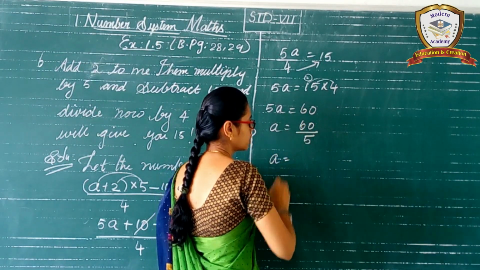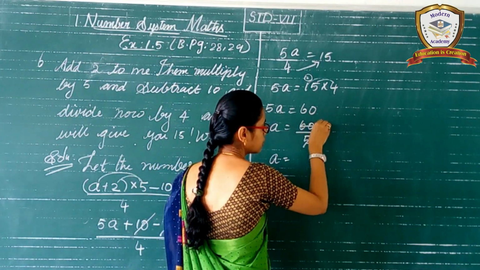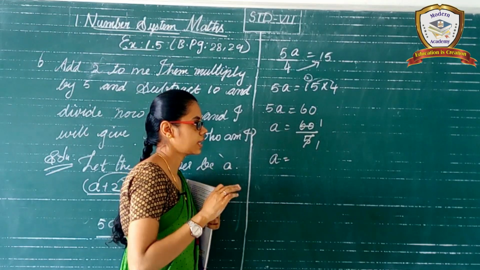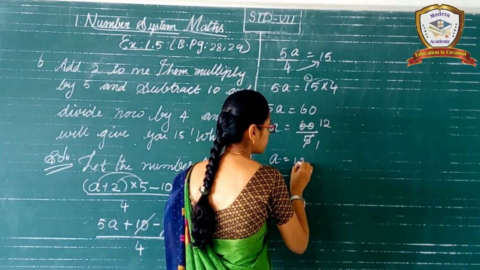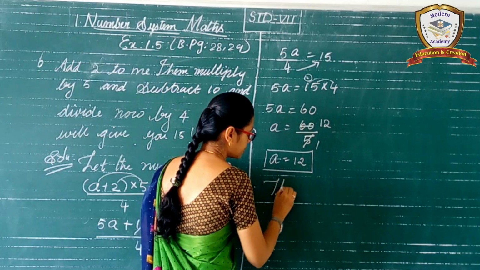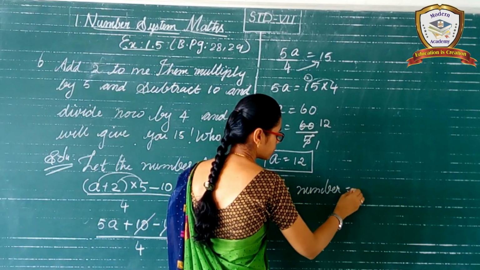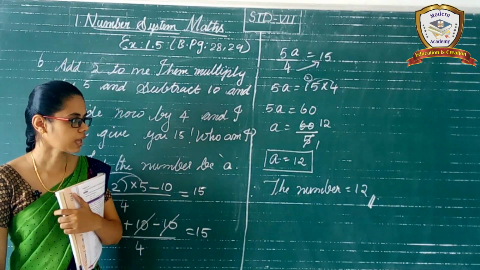Now we have to cancel the numbers. Five table. Here 1 times, here how many times? 1 5s are 5, remaining 1. So we can take 10, which means 2 5s are 10. So the number means 12. So therefore the number is equivalent to 12. So this is the final answer. Can you understand this?